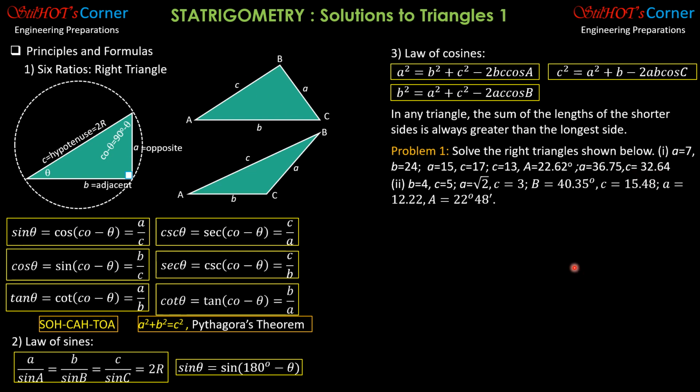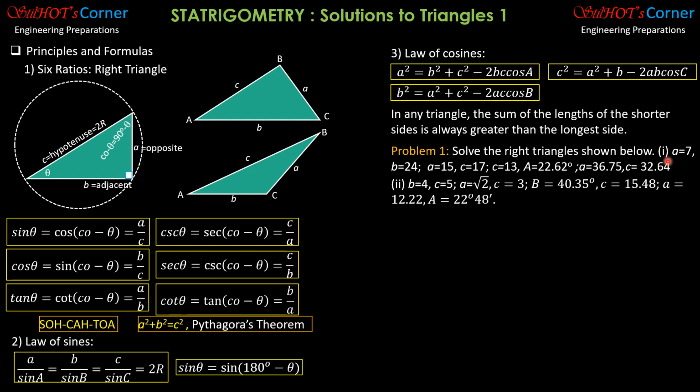Here, that's our guide. Then for part 2I, B is 4, C is 5, A is square root of 2, C is 3. Then we have another case, angle B is 40.35 degrees, then side C is 15.48. Then another case, side A is 12.22 units and A is 22 degrees 48 minutes.